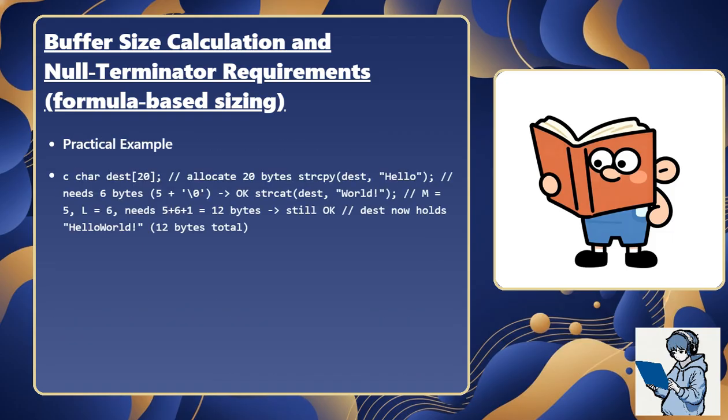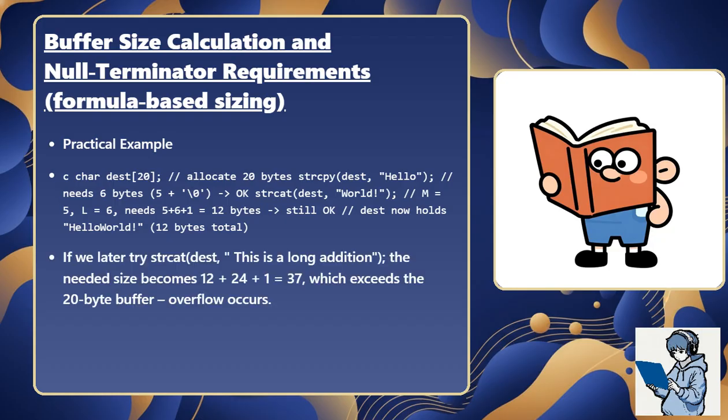Practical example. char dest[20]; allocates 20 bytes. strcpy(dest, "hello"); needs 6 bytes, 5 plus \0, OK. strcat(dest, "world!"); M equals 5, L equals 6, needs 5 plus 6 plus 1 equals 12 bytes, OK. Dest now holds "hello world!", 12 bytes total. If we later try strcat with a long addition, the needed size becomes 12 plus 24 plus 1 equals 37, which exceeds the 20-byte buffer, so overflow occurs.